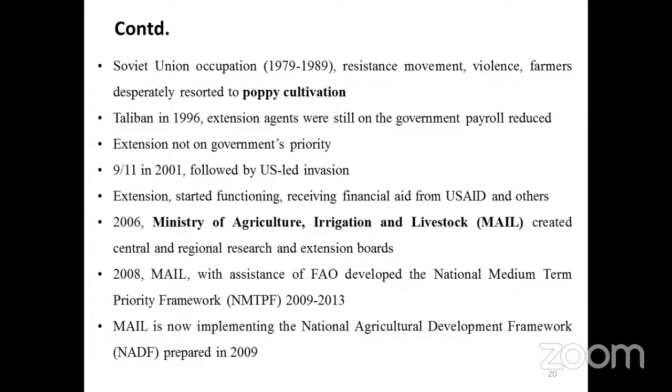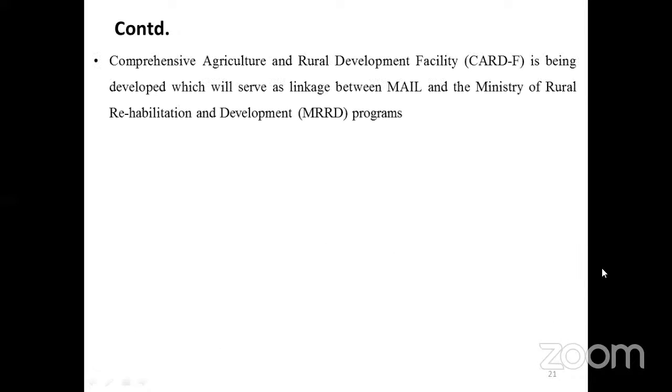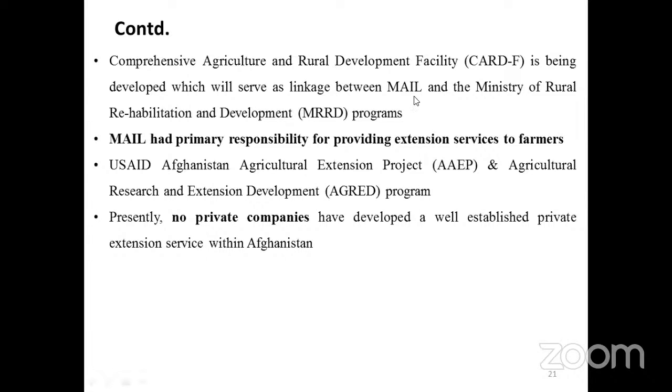Then again came the US invasion, and after that they started MAIL, the Ministry of Agriculture, Irrigation and Livestock, which mainly looked after extension also. And this MAIL was now implementing the National Agriculture Development Framework in 2009. Then they established CARD, the Comprehensive Agriculture and Rural Development Facility. As I said, it had the primary responsibility of providing extension services.